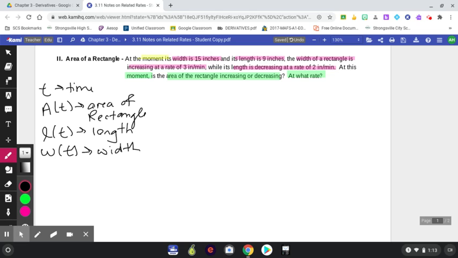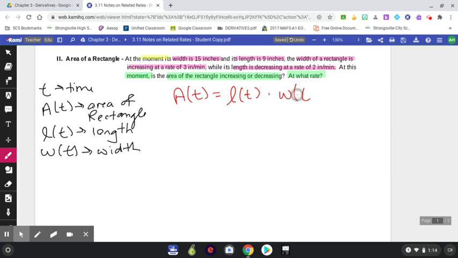Now, in this particular case, you are not given a formula. You get to come up with a formula on your own. It talks about whether or not the area is increasing or decreasing. And so if you recall, the area of a rectangle, and I'll say A of t, is equal to length times width, right? So you've got this L function, length times width. And again, I'm doing all of this of t. It's with respect to time. Everything is occurring with respect to time.